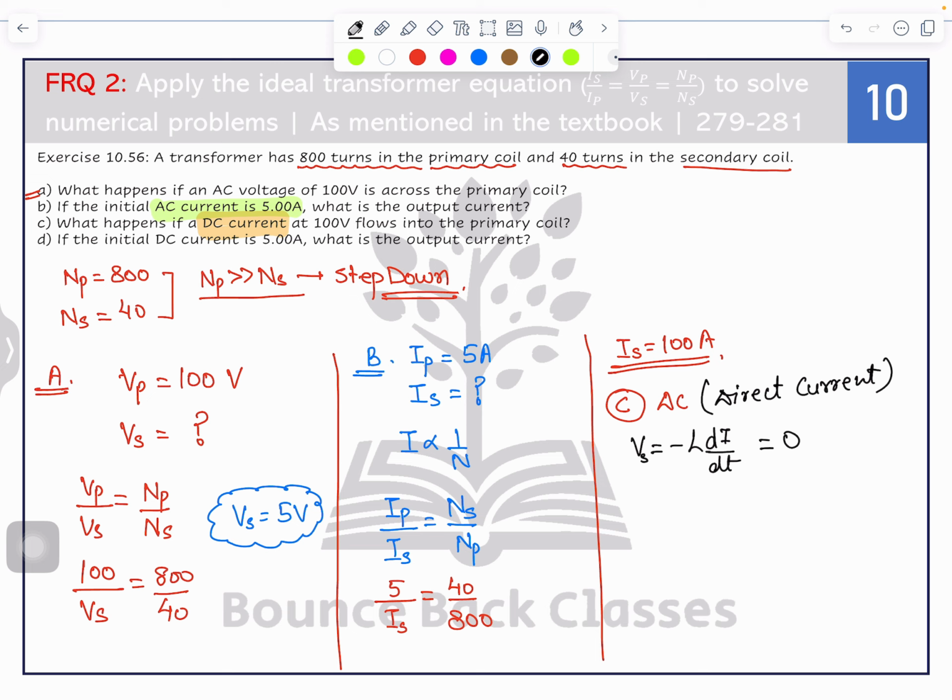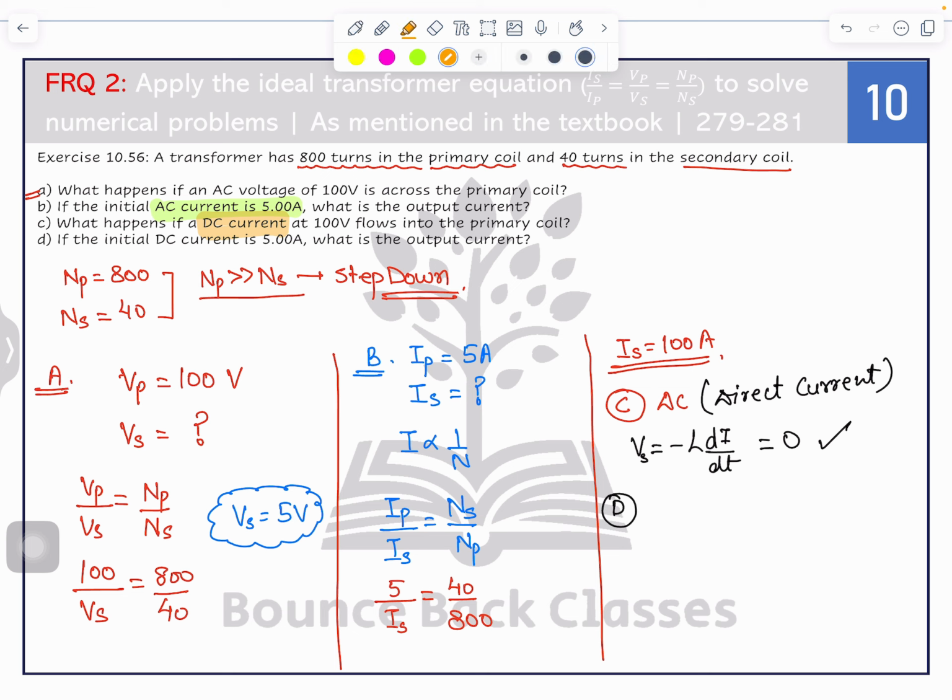Voltage of secondary should be 0. So you can say no flux, no voltage. Clear? Okay, what happens if the DC current at 100 volt flows into the primary coil? Okay, we understand. V primary, we understand. V secondary is 0.